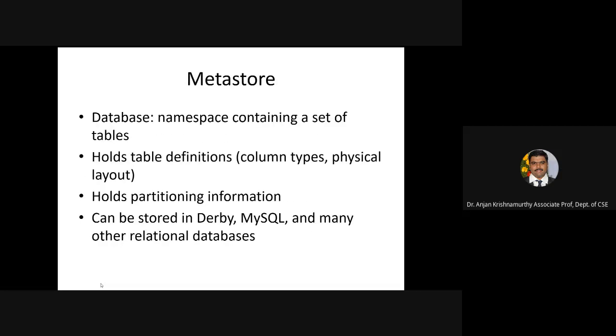So the meta store, whatever we talk about, is data of data, right? The metadata or the meta store stores the namespace containing that particular table. It stores the table definition. It also stores the primary partition information about that particular data store. And then you also have Derby and MySQL, which are relational databases that can also be used for storing the metadata.